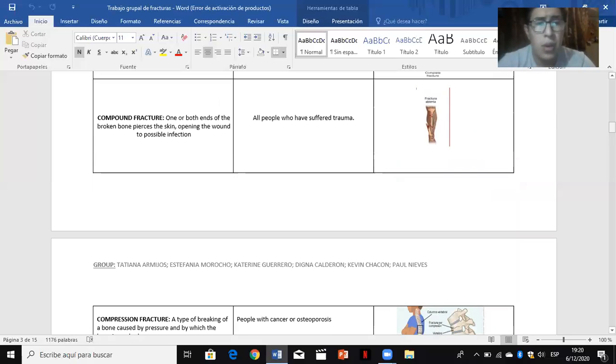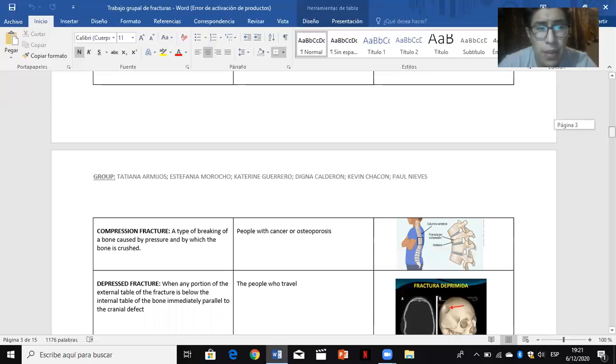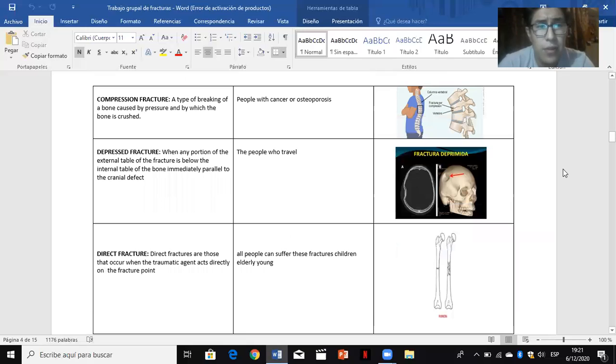Compound fracture: one or both edges of the broken bone pierce the skin, opening the wound to possible infection. People at risk: all people who have suffered trauma. Compression fracture: a collapse or breaking of a bone caused by pressure and weight, where the bone is crushed. People at risk: people with cancer or osteoporosis.